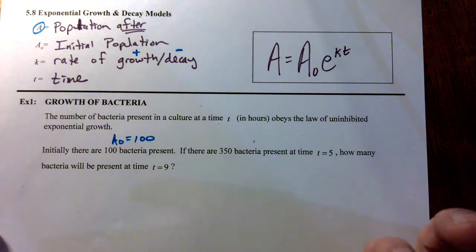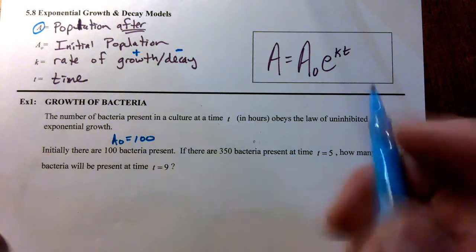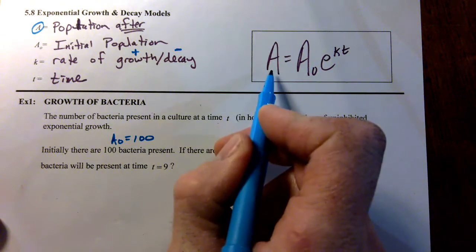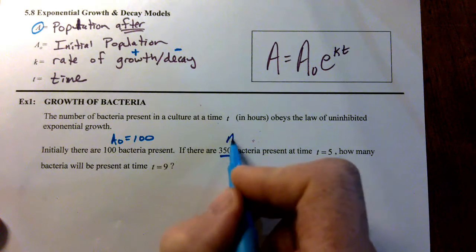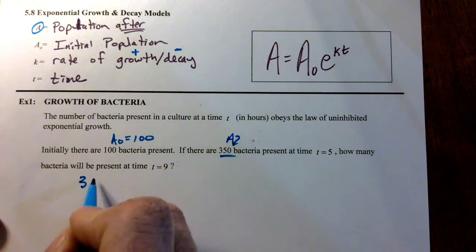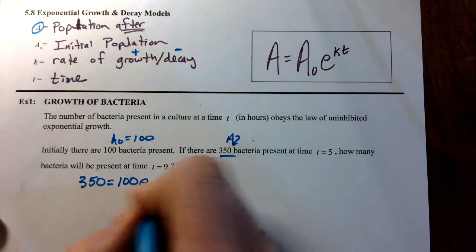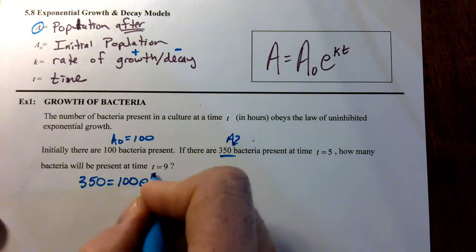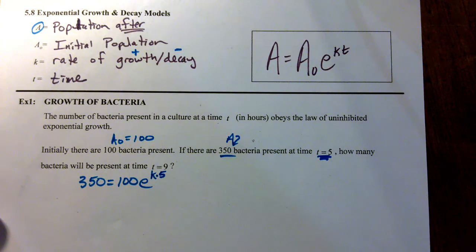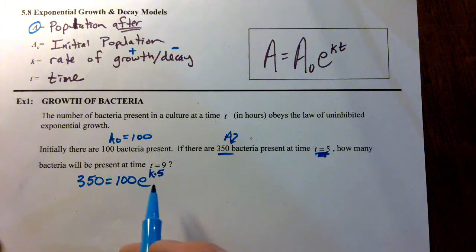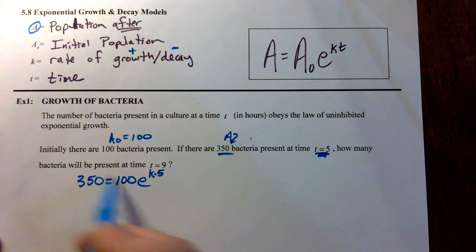Okay, well, first off, what they did not give you in this problem is the growth rate. So that's where we got to start this problem and then answer the question afterwards. So they did say there's 350. So that's going to be the A value we use. So there's 350 when the initial population was 100, e raised to the, don't know what K is, but we do know that that was at time 5 hours, right? So we know this information and we can calculate the rate of growth.